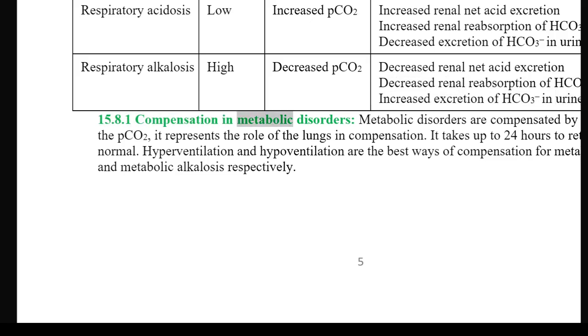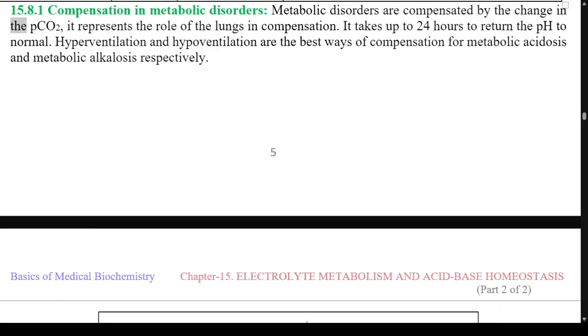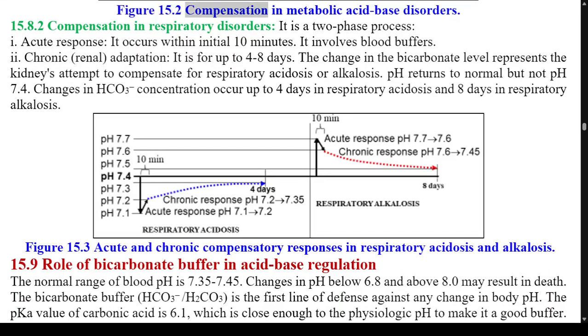15.8.1 Compensation in metabolic disorders. Metabolic disorders are compensated by the change in the PCO2, which represents the role of the lungs in compensation. It takes up to 24 hours to return the pH to normal. Hyperventilation and hypoventilation are the best ways of compensation for metabolic acidosis and metabolic alkalosis respectively. Figure 15.2 Compensation in metabolic acid-base disorders.